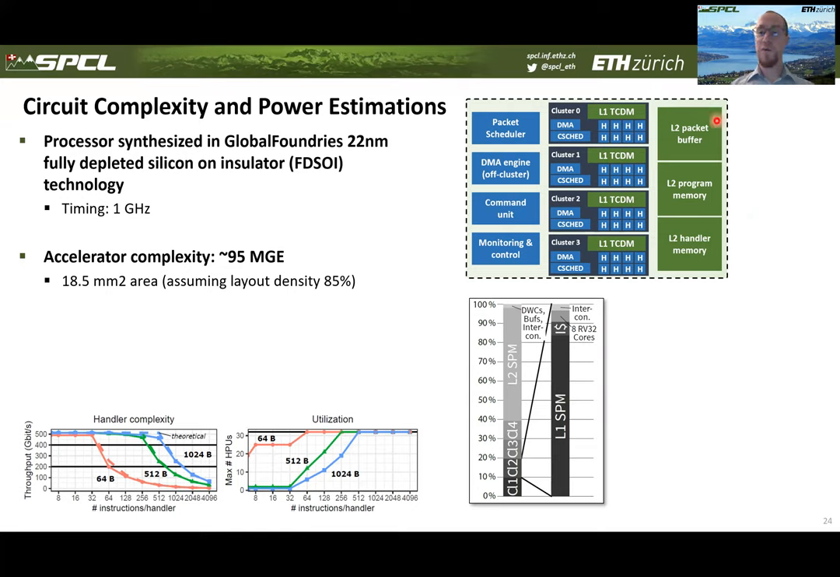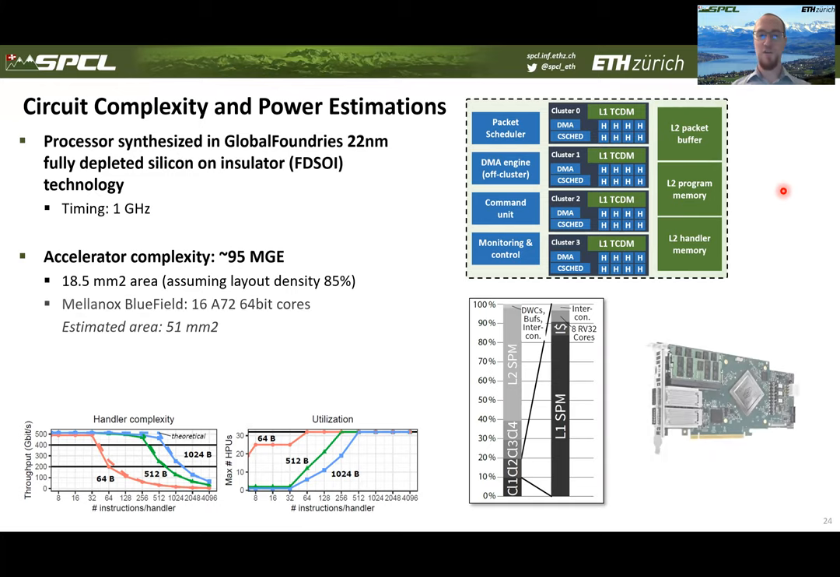We're still exploring whether this memory can actually be shared with the packet input buffer and the output buffers of the NIC itself. Currently, this is duplicated memory and you would need to copy through those. In comparison to the Mellanox Bluefield adapter, which we estimate at an area of about 51 square millimeters based on these cores and the process, we could have up to 64 cores in that same area.